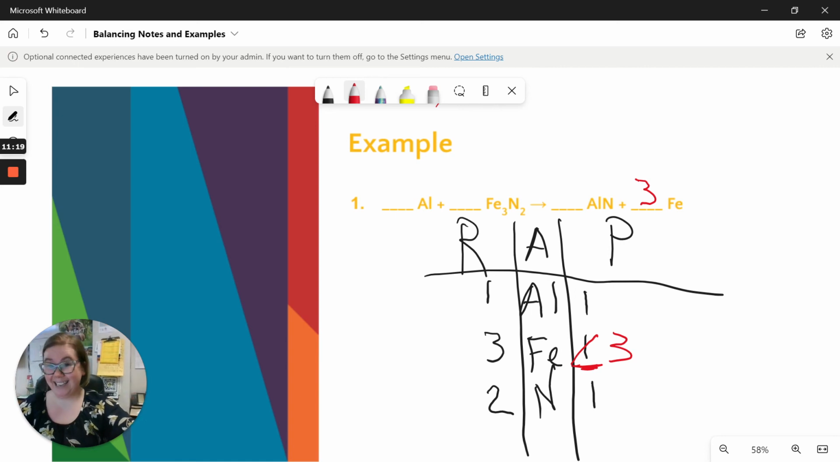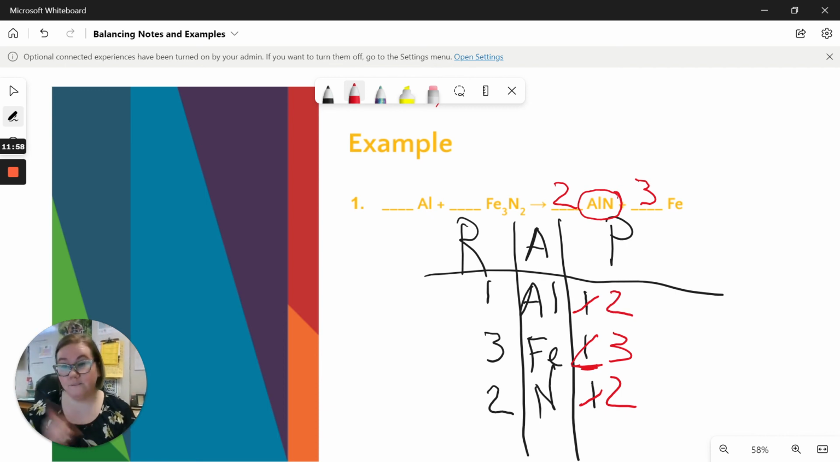So now I have N, and I notice that N has 2 on the reactants and only 1 on the products. So again, I'm going to need to change something on the product side. And since, again, it doesn't have a little number, if I put a 2 out front, 2 times 1 was going to give me 2 nitrogen. Okay? But notice this 2 is for this whole compound, right? It multiplies the whole compound. So I didn't only change N, I also changed Al. So you got to make sure that you also count that, right? 2 times 1 gave me 2 Als. Very important we don't miss that. That's like the number 1 mistake that happens.